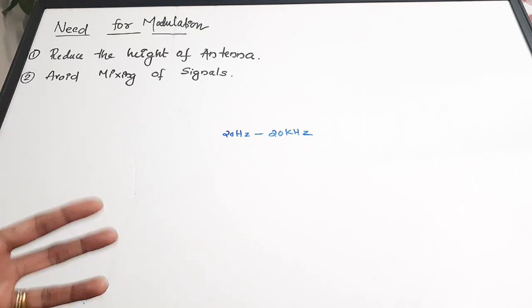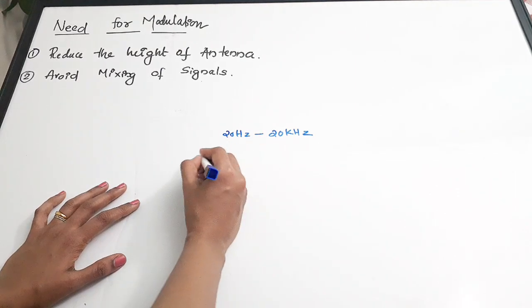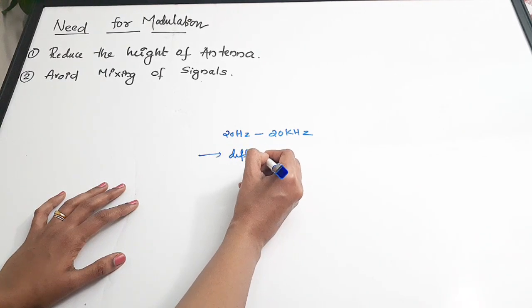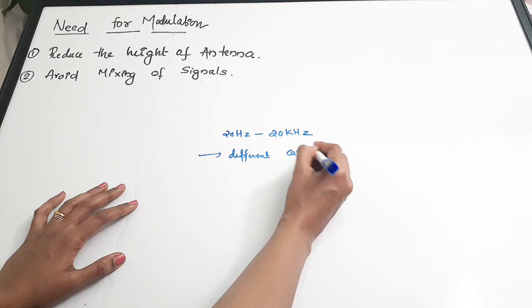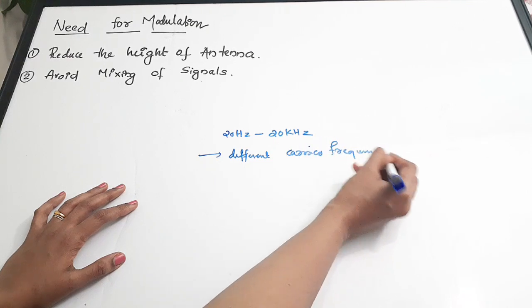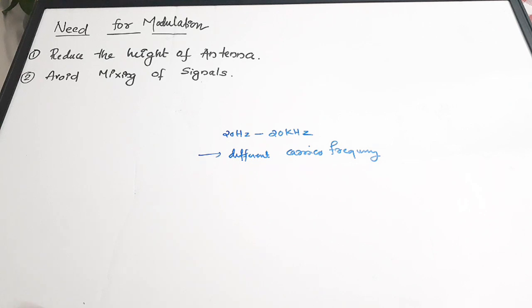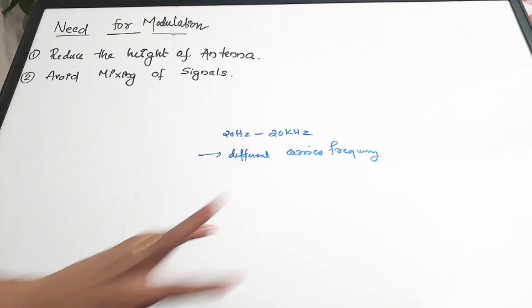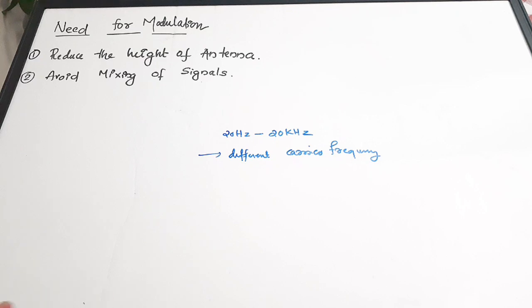So this usage of different carrier frequencies will avoid the mixing of signals. Otherwise, what will happen? Our range is very much confined. But when we use high frequency signals, that is, different frequency signals for modulating different waves, or different carrier frequencies in general, we can avoid the mixing of our signals. Okay. So that is the second need, or second advantage of performing modulation.